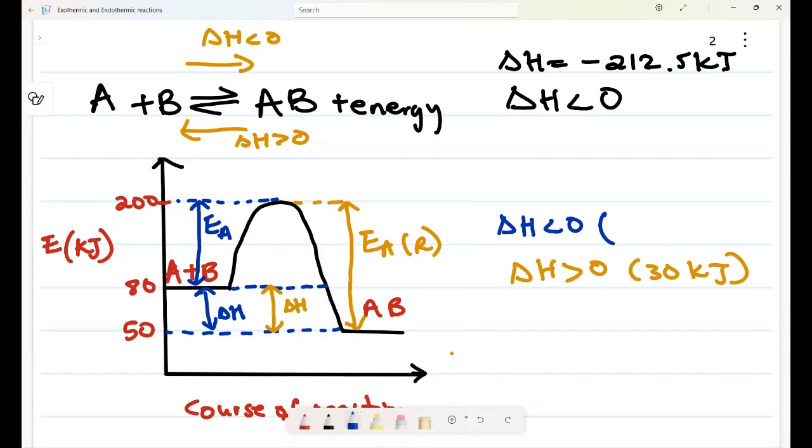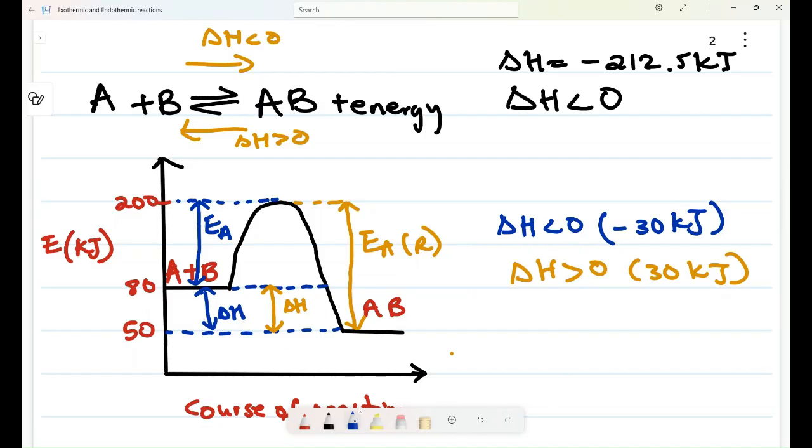Sorry, for the forward. For the forward, these are my reactants, these are my products. So 50 is my product, 80 is my reactant. So it's going to be energy of the product minus energy of the reactant, which is 50 minus 80, which is how much? Negative 30 kilojoules. But can you see the magnitude is the same? The magnitude, which is 30, is the same, but what differs is the negative sign. This is what we mean by the reverse reaction.